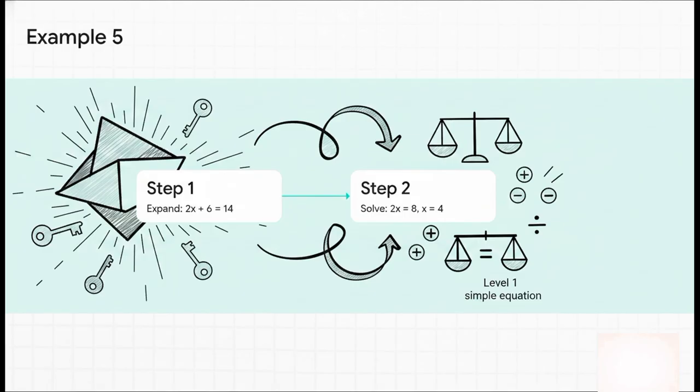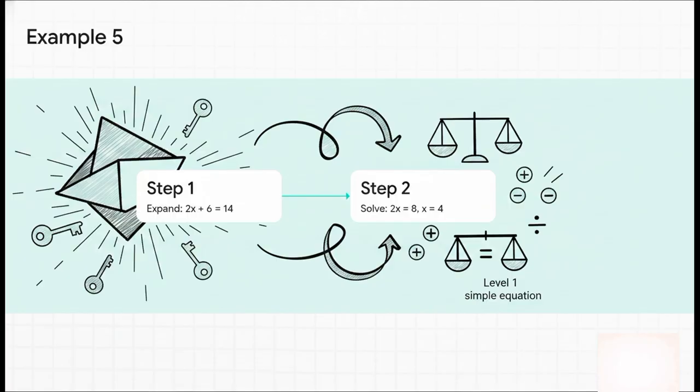Welcome to Level 3, featuring the very important and, yeah, slightly intimidating brackets. What's really cool here is that expanding the bracket is basically your master key to unlocking the entire equation. So, example 5, we have 2 times the bracketed quantity of x plus 3 equals 14. Now, you can't just move that 3 right now because it's physically locked inside the bracket, being multiplied by the 2. So step 1, expand.